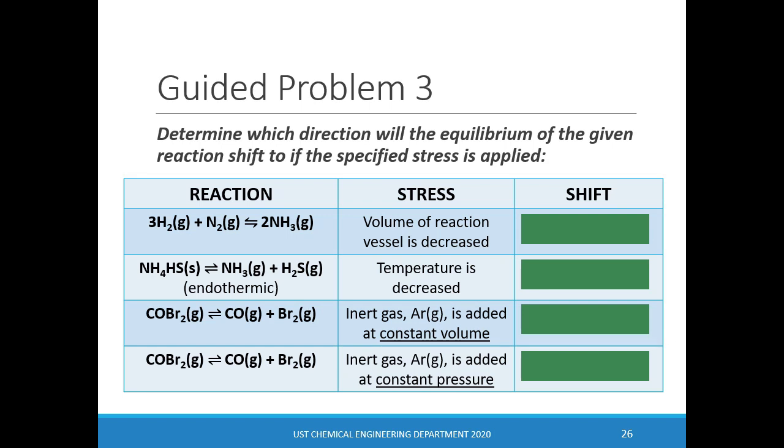First, what would happen to the given reaction if the volume of the reaction vessel is decreased? Remember, decreasing the volume causes the pressure to increase. So, the system will shift towards the production of fewer particles. Therefore, equilibrium will shift to the right because the product side only has 2 moles versus the reactant side with 4.